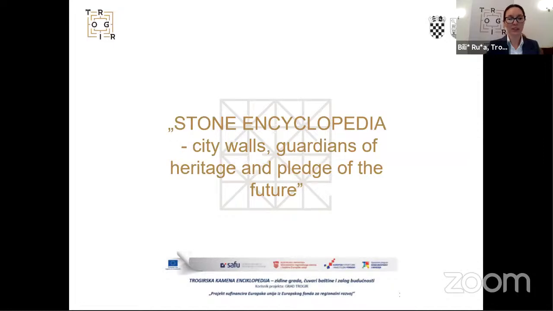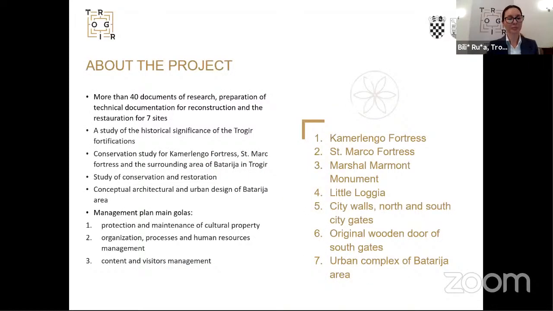This is a recently completed project of building project documentation for the reconstruction and arrangement of 7 key locations in the city, with an urban solution of the whole western part of the Old Town core. The project was funded by EU funds with about 800,000 euros and lasted for 3 years.